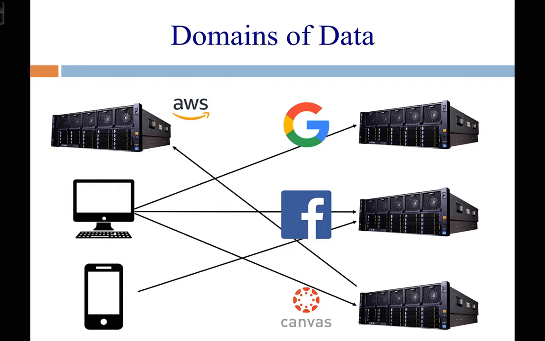Or sometimes parts of Canvas will work, like you can see your classes, but you can't see your assignments or something like that. It depends on which parts of the data are stored in Canvas and which of it are stored in AWS.